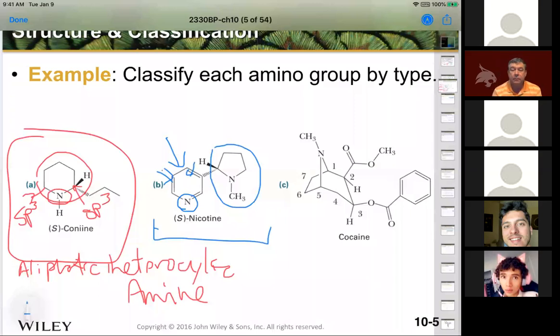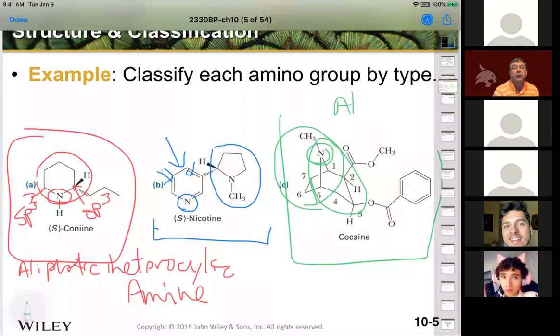Okay. And then if we look at this last compound here, you go, well, okay, there's only one nitrogen on the whole thing. It's right here. And it's got 3 different aliphatic groups attached to it. So this is an aliphatic heterocyclic amine, because it's part of both of these 2 rings.